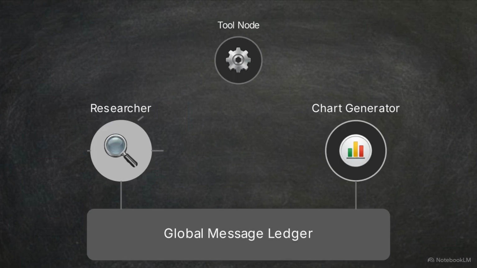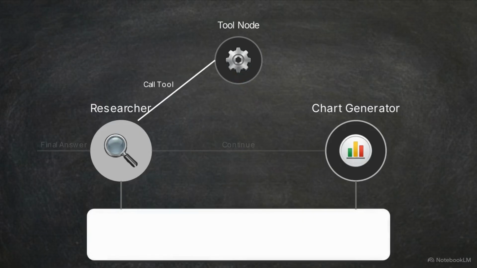Once the researcher processes the query, a routing function evaluates it. It checks if the researcher wants to call a tool, generate standard text, or output a final answer, and routes execution down one of 3 conditional edges. If the researcher needs data, the router directs execution to the tool node, triggering a web search. The raw search results are then appended directly back to the global message ledger.